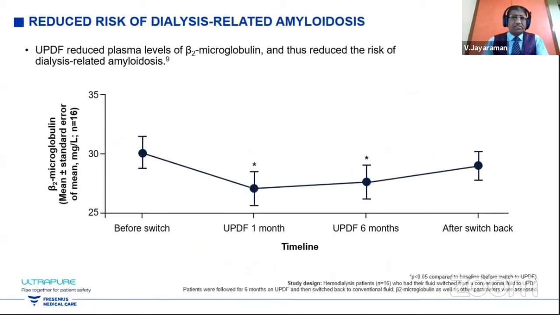Then the next one is a study before they switched to UPDF, and then after they switched to UPDF first month, then 6 months, then again they switched back to the standard dialysis fluid. What was the outcome of this? The reduced risk of dialysis-related amyloidosis, the reduction in the plasma levels of beta-2 microglobulins. They are somewhere around 11,818 Daltons.